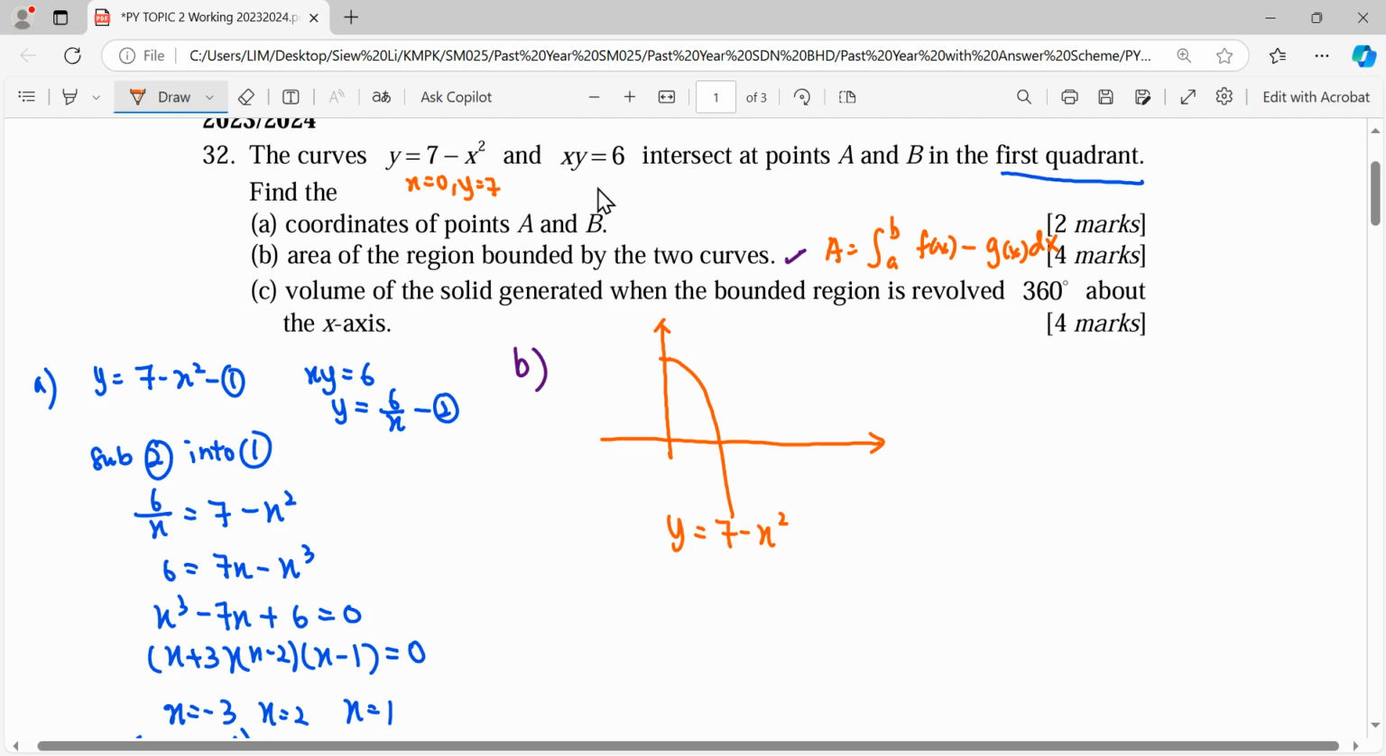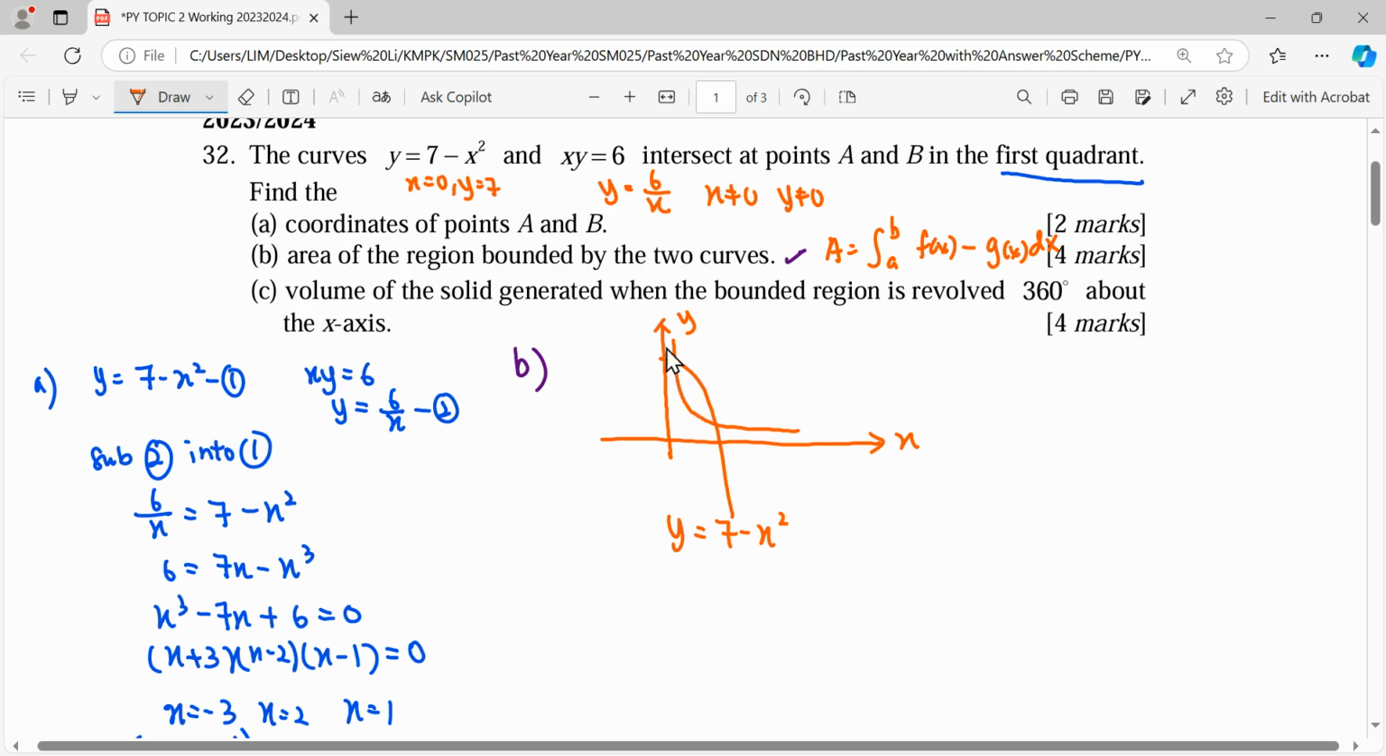For the second curve, it is y equals 6 over x. So this is a reciprocal graph. For a reciprocal graph, the denominator cannot equal 0. Therefore, and the range, y cannot equal 0. So therefore, its asymptotes are the x-axis and y-axis. So a reciprocal graph with asymptotes.